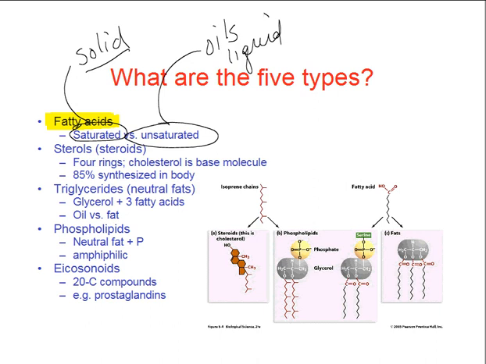What makes a fatty acid saturated versus unsaturated? Well, a saturated fatty acid has the maximum number of hydrogens possible. It means every single carbon on there that could have a hydrogen on it has a hydrogen on it. But unsaturated fatty acids do not have the maximum number of hydrogens.